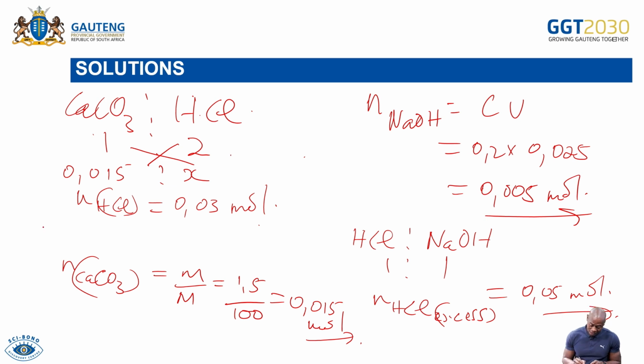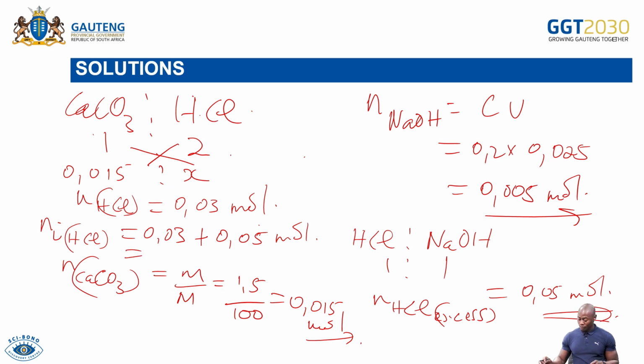Then the initial number of moles of HCl will be 0.03 plus this number of moles, which is 0.05 mole. Remember, we're looking for the initial concentration. So it's 0.03 plus 0.05. So the total number of moles of HCl is 0.08 mole.